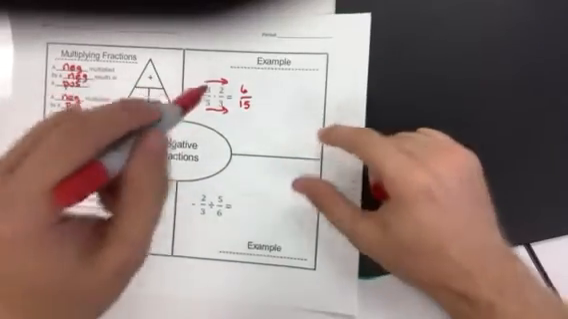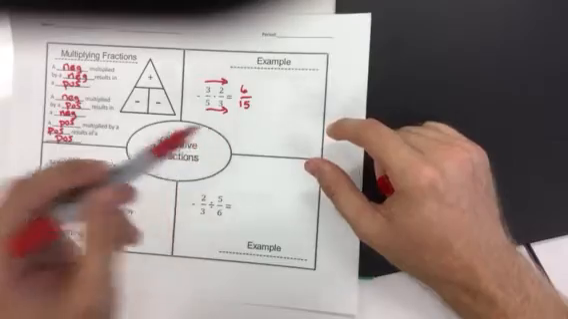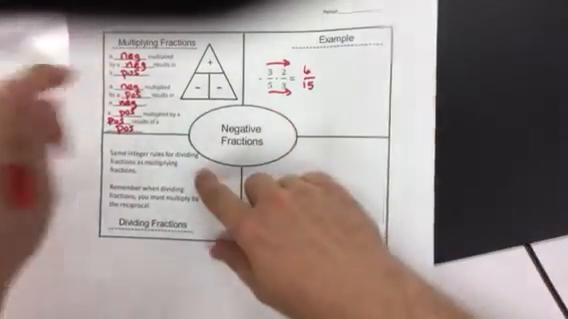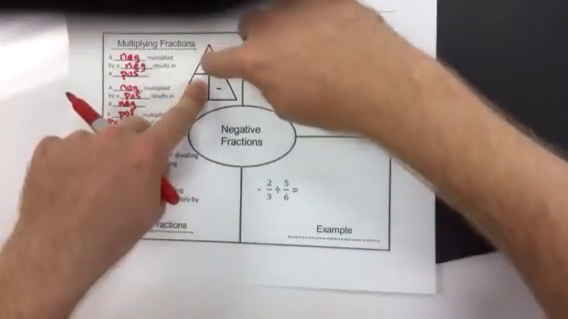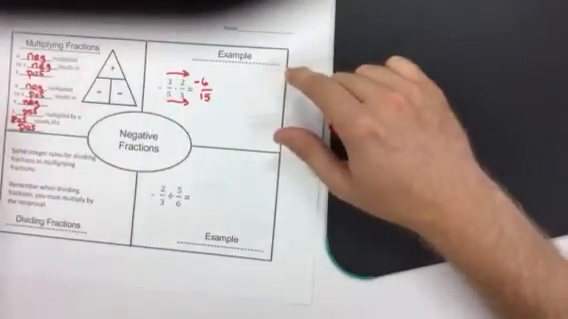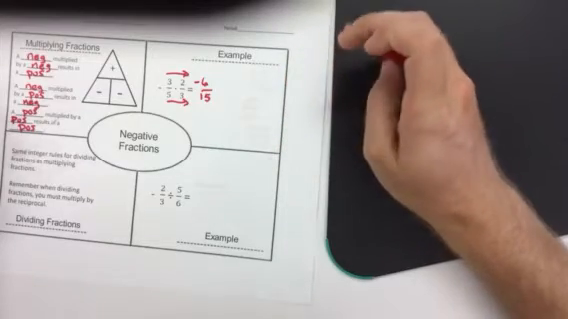Now let's look, is this going to be a positive or negative answer? Let's look over here on our rules. A negative multiplied by a positive results in a negative answer. So my answer here is negative 6/15.